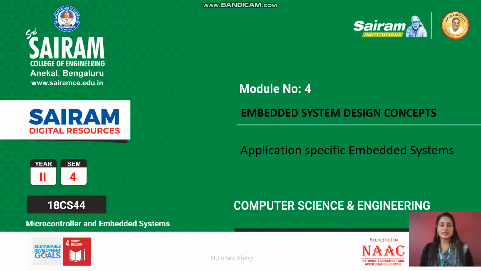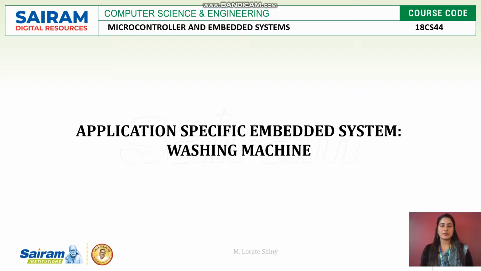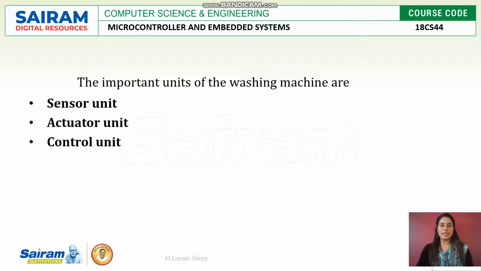Hi students, in this video we are going to see application specific embedded systems. Washing machine is one of the application specific embedded systems. We are going to see about washing machine only. Washing machine has three important units. They are sensor unit, actuator unit and control unit.